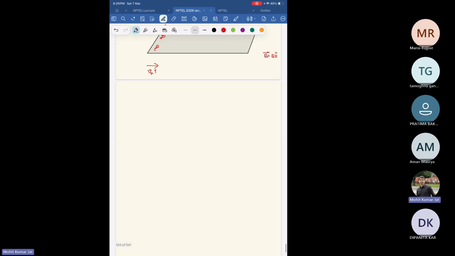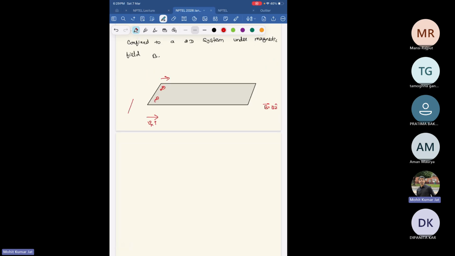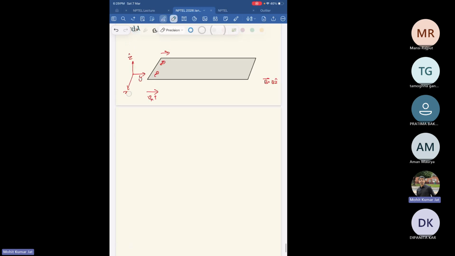So now a force will be there on the electron. Let me just draw it like this: x, y, and the z-cap. This is x, this is y, and this is z. Okay, v y-cap, this is the velocity.